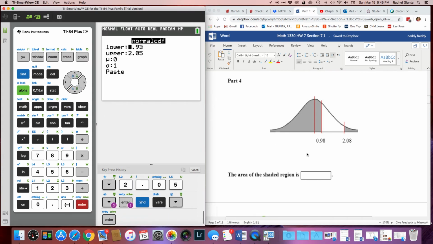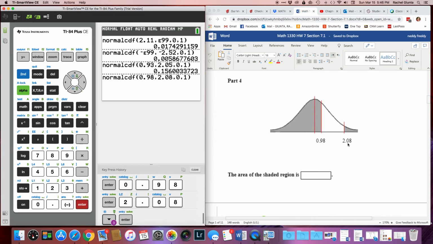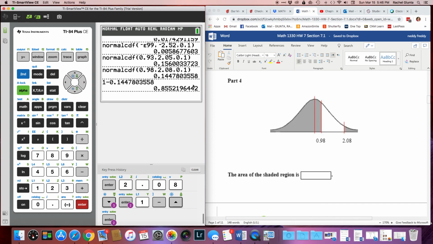So second vars, normal CDF, lower limit, again the smaller of the two numbers, upper limit, the larger of the two numbers. Keep these two the same, paste, and then just remember for this one that when we get to the end, we have to do 1 minus this number, and that is our final answer after subtracting from 1.